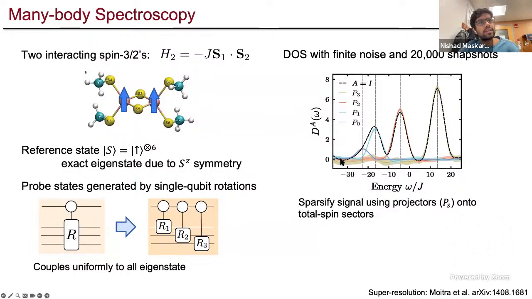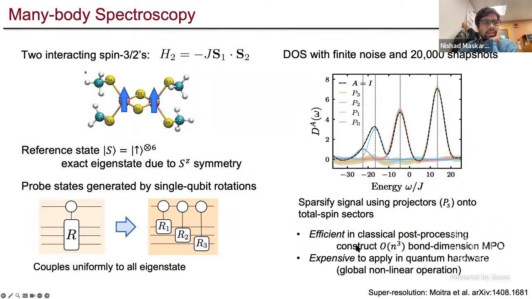So in the simple example here, a sparsified signal by using many observables is able to much better couple to and resolve each of the underlying eigenstates. And one of the things that I really want to highlight about this projection case is that this is something that's really efficient to do in classical post-processing. We can very efficiently select the measurements we want to do because we're working with snapshots as our underlying data that we're processing.